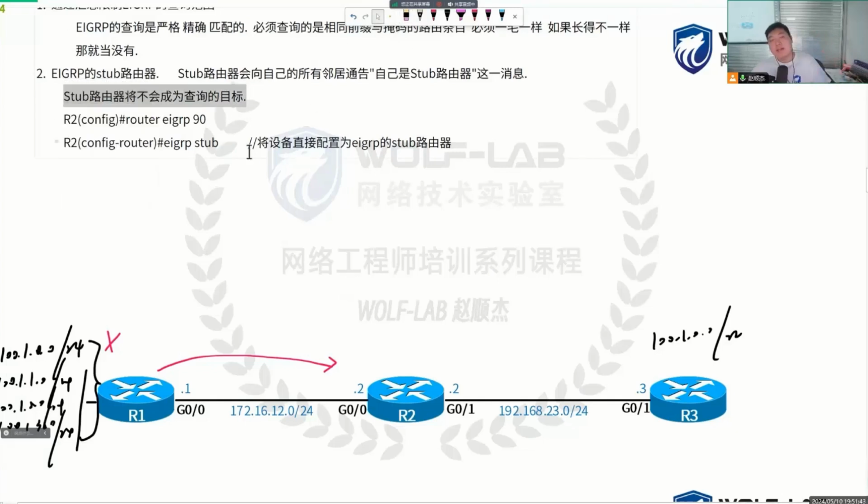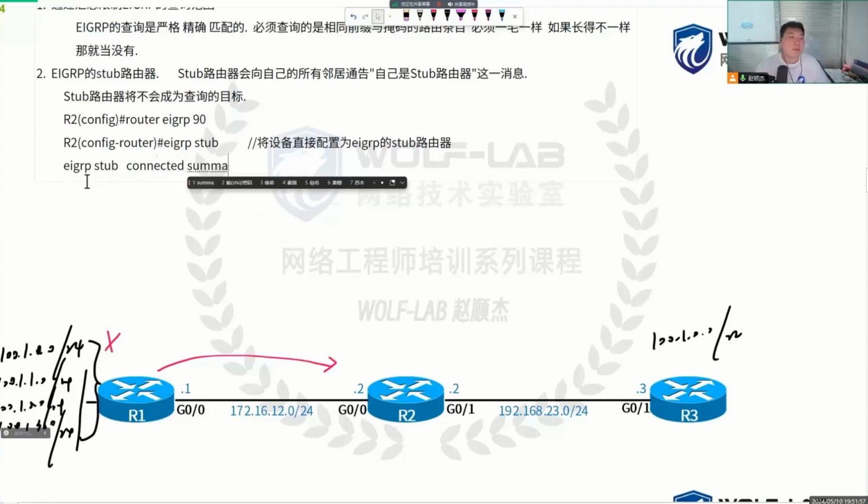These two things, students, actually in our routing information, we can see what connected means. It means directly connected routes. And summary refers to summarized routes. Right, students? So when we configure a router like R2 to become a stub router, it will include two features.